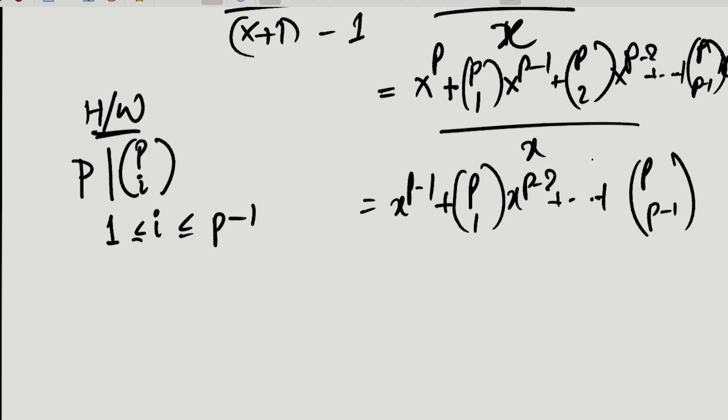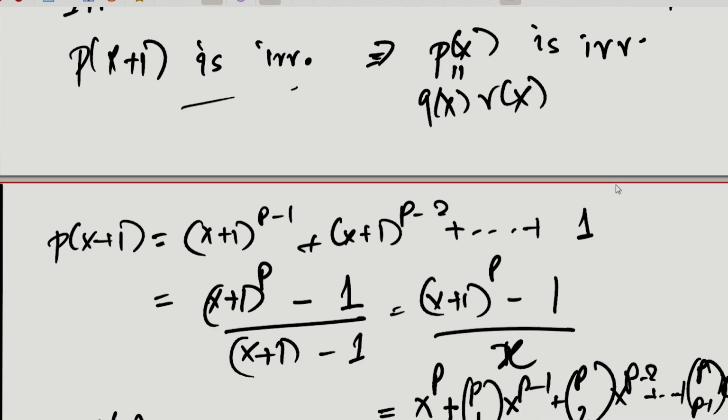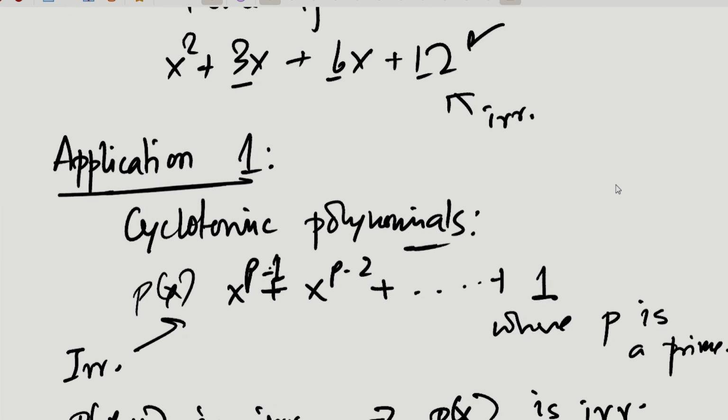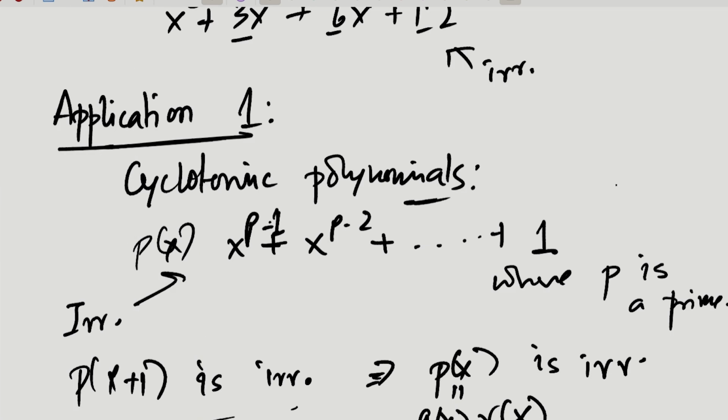P choose 1 is p. P obviously divides that. P choose 2 is p times p minus 1 by 2. That's divisible by p because p minus 1 by 2 is an integer on account of p being odd, as it's a prime. I should probably mention that p is a prime greater than 2. In the case of p equal to 2, it's obviously irreducible because it's a linear polynomial. It's just x plus 1.